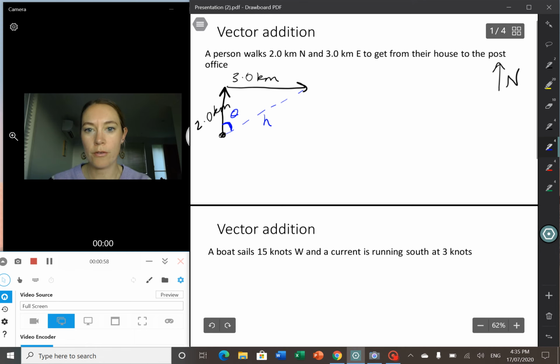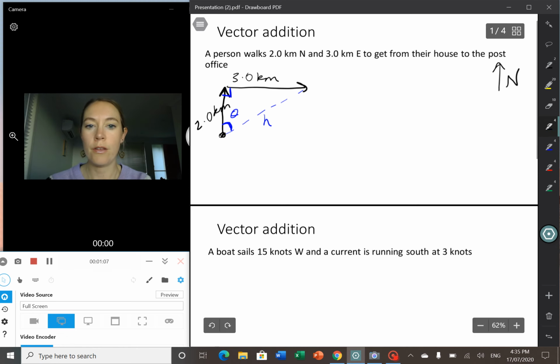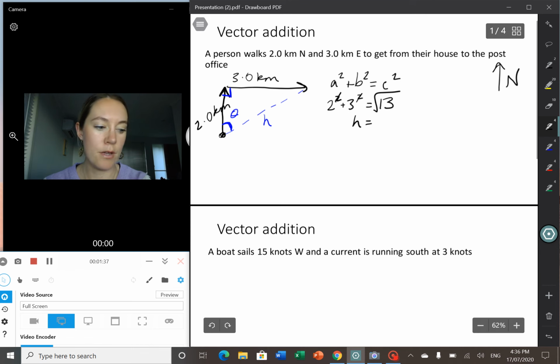So essentially what we've got is a right angle triangle, and we're trying to find the length of the hypotenuse and the size of the angle within the triangle. In order to find the length of the hypotenuse, or the magnitude of the displacement, we'll use Pythagoras' theorem: a squared plus b squared equals c squared, c being the hypotenuse and a and b being the other two sides. So 2 squared plus 3 squared will give us 13. We want the square root of 13. So the length of our hypotenuse is going to be 3.6 kilometres.